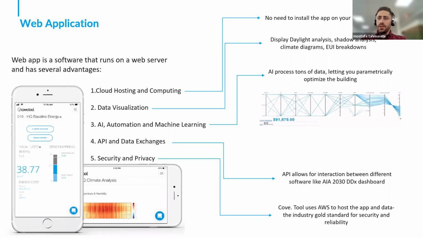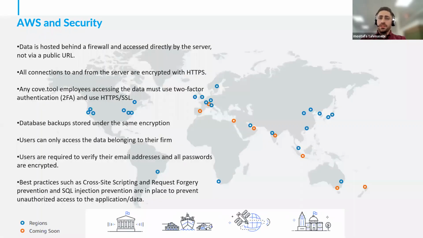And finally, security and privacy of it, which if we expand, we can see we are using Amazon server, AWS. More than 7,500 government agencies are using AWS. Cove Tool uses the highest security setting on Amazon Web Services to host the application and data.